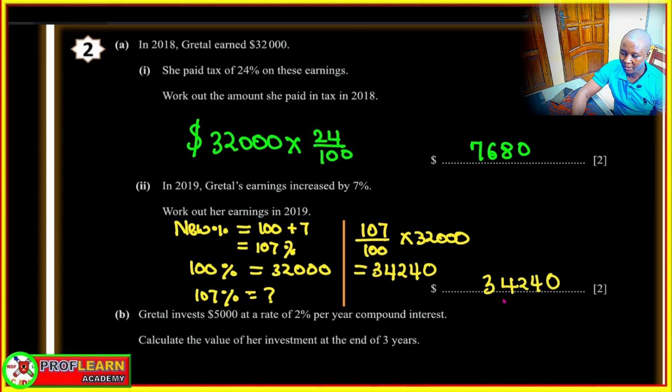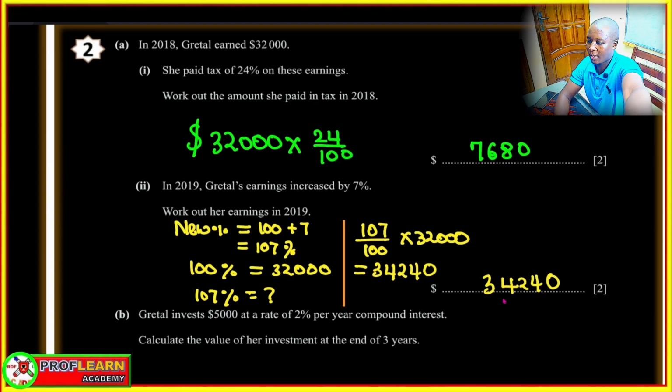Greta invests 5,000 at the rate of 2% per year compound interest. So you expect questions to do with compound interest, questions to do with simple interest, and questions with appreciation and depreciation formulas. In this particular video section, we're looking at compound interest.